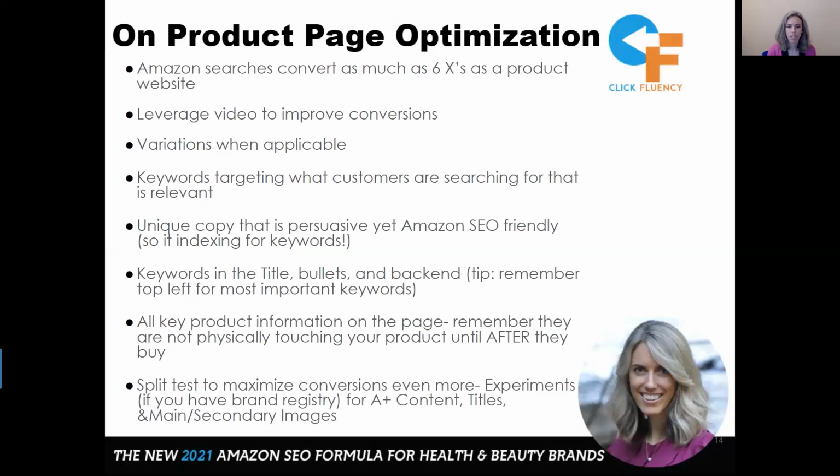And then also something else I briefly touched on earlier. This is what the top brands are doing to continue to get the most out of everything with Amazon and the features: split test to maximize your conversions even more. So if you think your products are doing well, if you have brand registry, there are experiments where you can do split testing for the A+ content, the titles, and those main and secondary images as well.